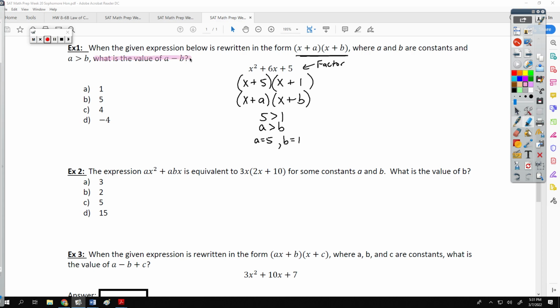Then we actually have to answer the question that was asked. The question that was asked is, what was the value of a minus b? Well, a minus b is 5 minus 1. So your answer should be C, 4.